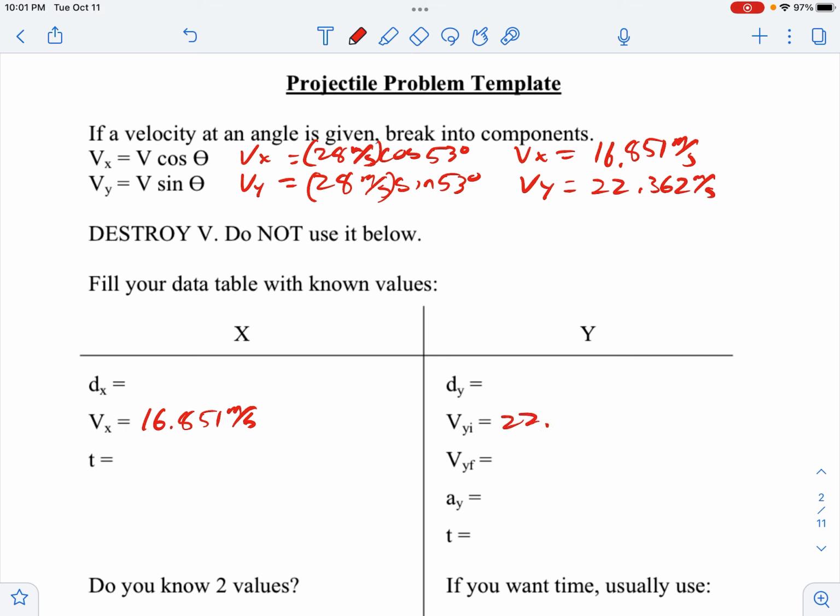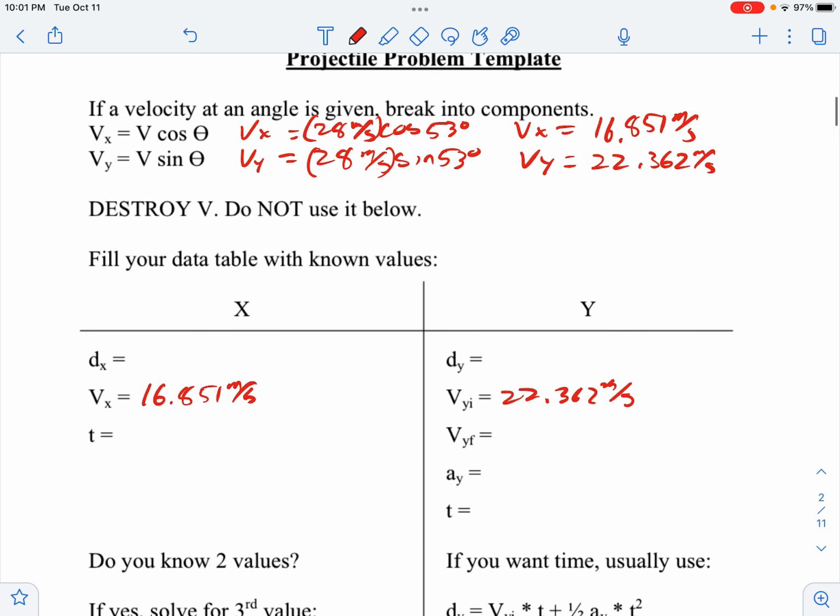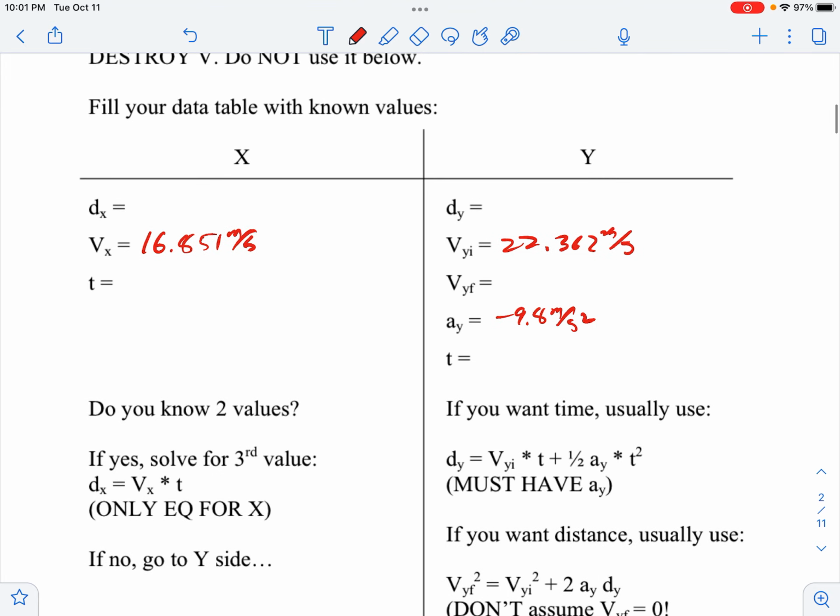This 22.362 meters per second is the initial velocity in the vertical dimension. The reason is that we do have accelerated motion up and down, because projectiles are things with initial velocities whose motions are dictated only by their initial velocity and gravity. So I'm going to use negative 9.8 meters per second squared for this. You can use negative 10 as well; it really doesn't matter.